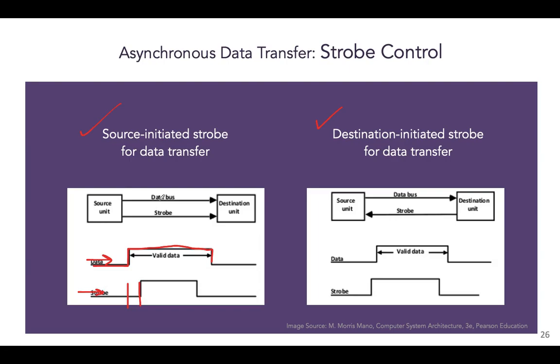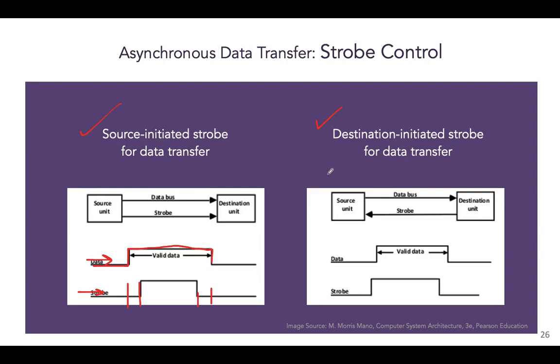It places the valid data onto the data bus, and once the valid data is placed onto the data bus, it sends out a strobe signal. The strobe signal starts a bit after the data and finishes before the actual data finishes, and the idea of the strobe is to just give a nudge to the destination unit, just to indicate to the unit that I'm sending some data your way, right? So this is what the strobe pulse does.